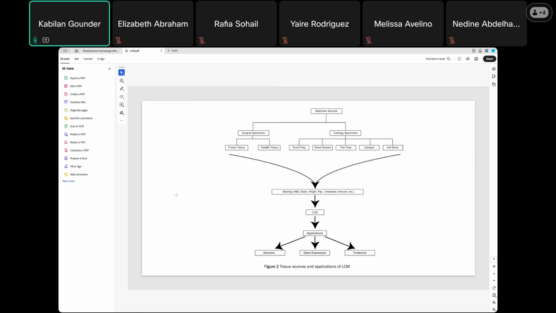Once you are done with that, what are you going to do with them? We can do many things. The applications are studying genomics or protein expression, RNA-seq or proteomics, and there are so many targets you can study. We will see that one by one.